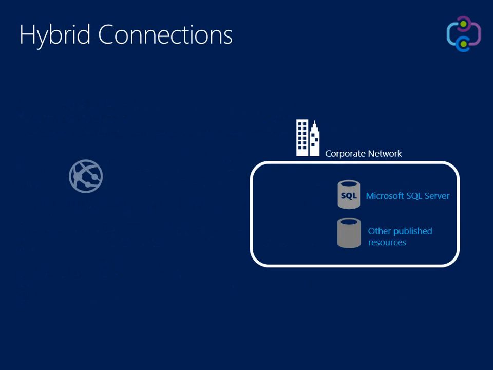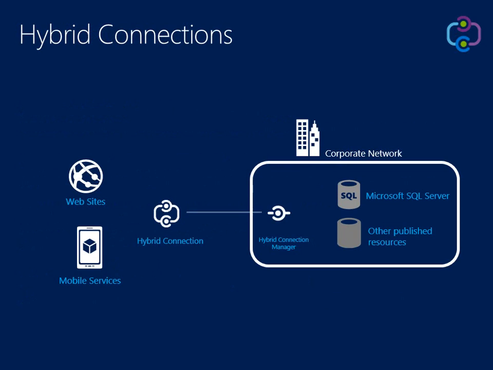The principle of the hybrid connection is that you connect your Azure website or mobile service by first creating the hybrid connection in Azure, then by installing the Hybrid Connection Manager agent within your corporate network. At this point, you can register as many hybrid connections as you need within the one manager, connecting as many Azure applications as you like to the targeted resources in your network.